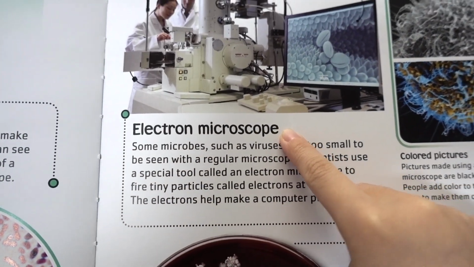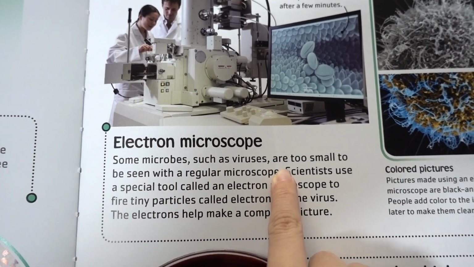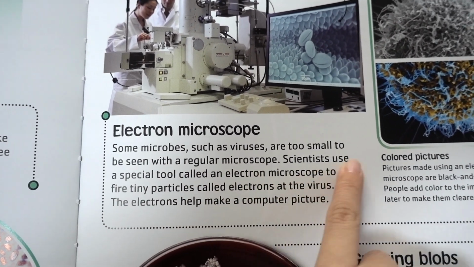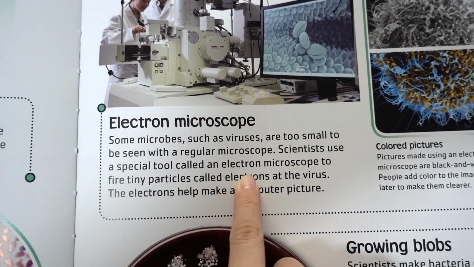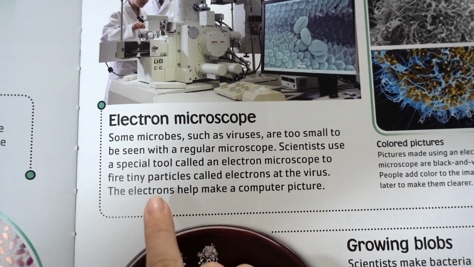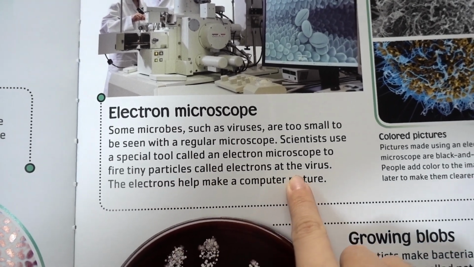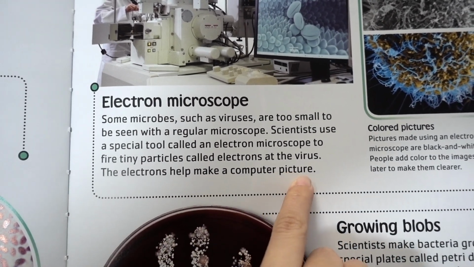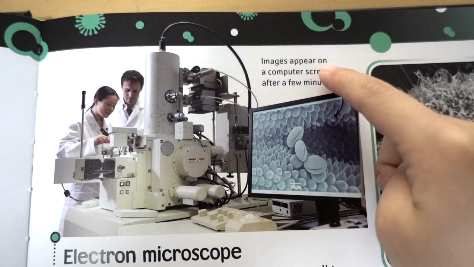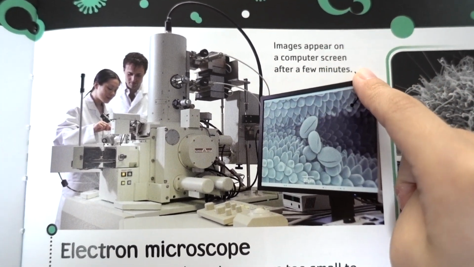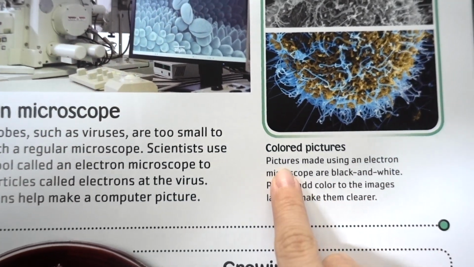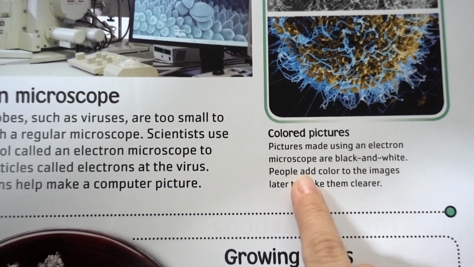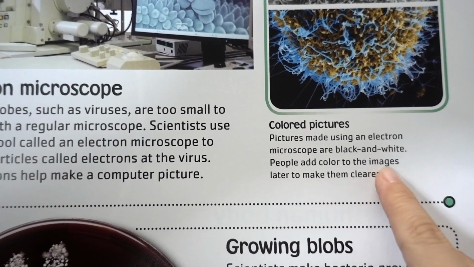Electron microscope. Some microbes, such as viruses, are too small to be seen with a regular microscope. Scientists use a special tool called an electron microscope to fire tiny particles called electrons at the virus. The electrons help make a computer picture. Images appear on a computer screen after a few minutes. Colored pictures. Pictures made using an electron microscope are black and white. People add color to the images later to make them clearer.